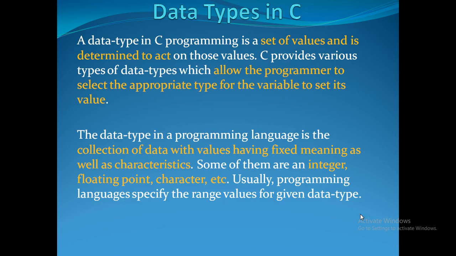So a data type in a programming language is a collection of data with values having fixed meaning as well as characteristics. For example, if you want to add two whole numbers, we will use integer values. For decimal values, we use floating point declarations. Likewise, each and every data type has its range of values. For example, an integer variable can store a value from negative to positive. That range is also defined.